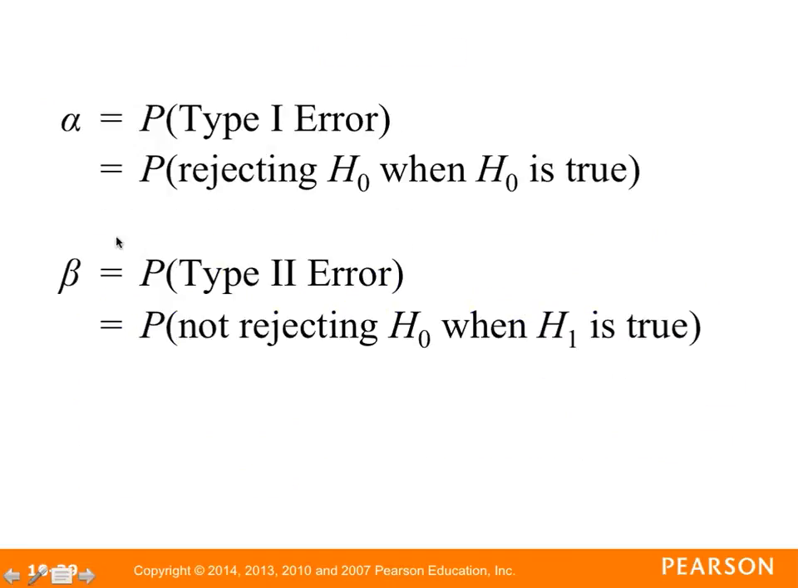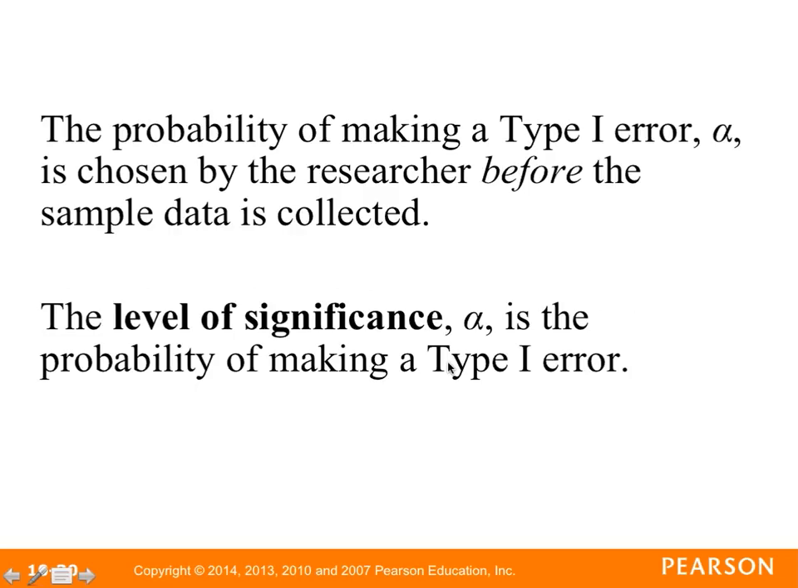So we have two Greek letters that we typically use. Alpha normally is going to indicate the probability of a type 1 error. So that's the probability of rejecting H naught when H naught is actually true. And then beta is going to be the probability of a type 2 error, which is the probability of not rejecting H naught when H1 is true. So the probability of making a type 1 error, alpha, is chosen always by the researcher before the sample data is actually collected. And then another word for alpha is the level of significance. And that's just the probability of making a type 1 error.